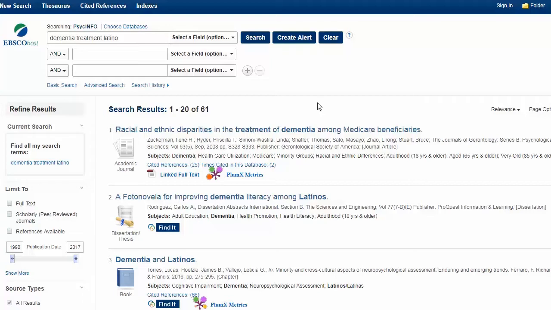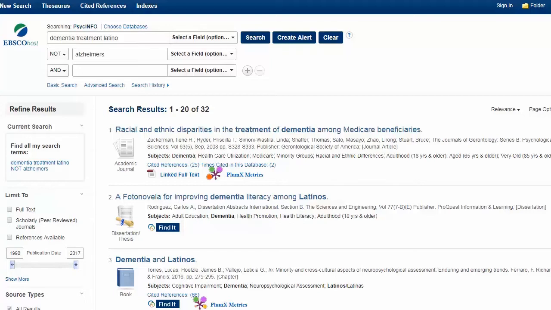So in the example I'm going to show you guys here, I've done a search for dementia treatment in Latino. We got 61 articles. Now, as you know, dementia is certainly a symptom of Alzheimer's, and most people kind of conflate those two things. So if you're not interested in Alzheimer's, you're interested in other forms of dementia, we can do a situation where we do NOT Alzheimer's, and then we only get 32 results. And so we are hopefully conceptually excluding Alzheimer's as a part of the research we're seeing.